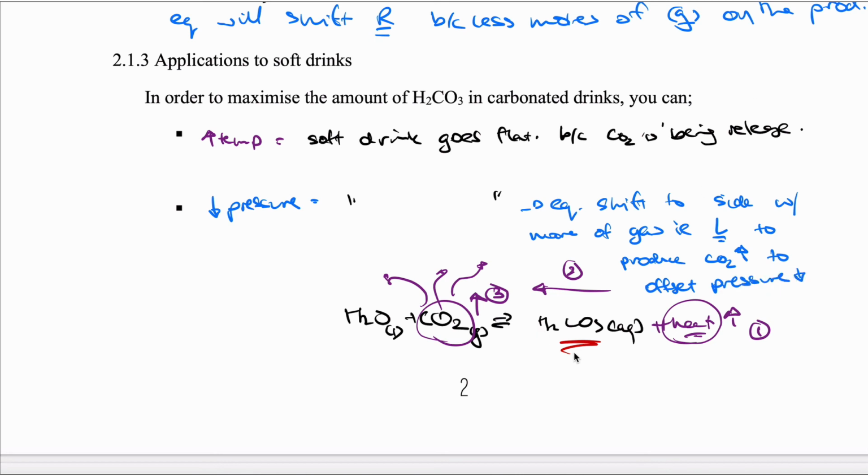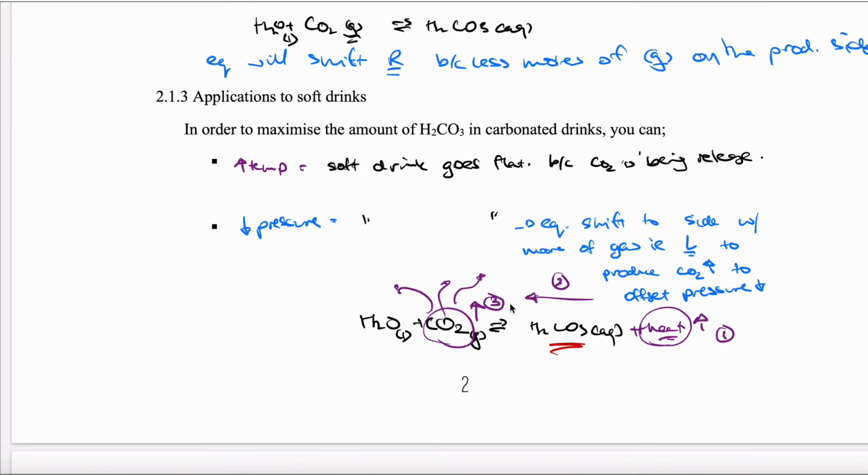So essentially what's happening is we've decreased the pressure. Not good, the soft drink goes flat, and the reason is because the equilibrium is shifting to the side with more moles of gas, which is the left-hand side because of the CO2 here, in order to try and bring that pressure back up again. And if you keep the lid off, it's going to keep producing that CO2 and releasing that CO2 to try and increase the pressure again. And so that's why your soft drink goes flat.